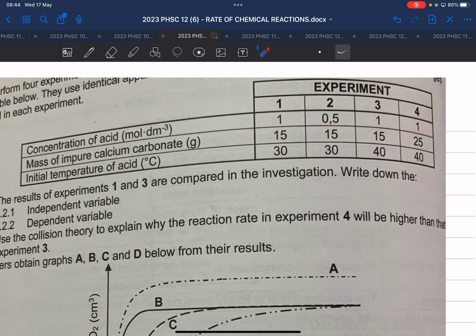So if we compare just the concentration, we think reaction 2 will be the slowest. Then they say the mass of impure calcium carbonate. You can see 15, 15, 15, 25. What will happen there? Will it react faster?